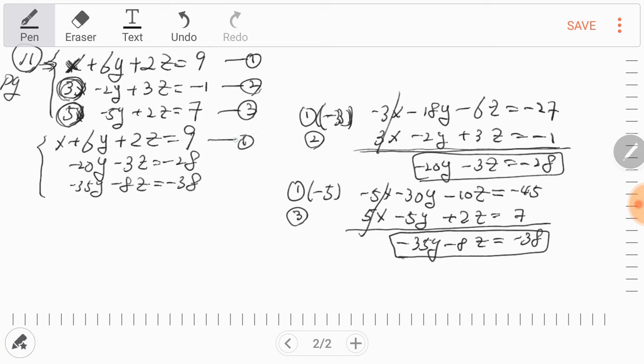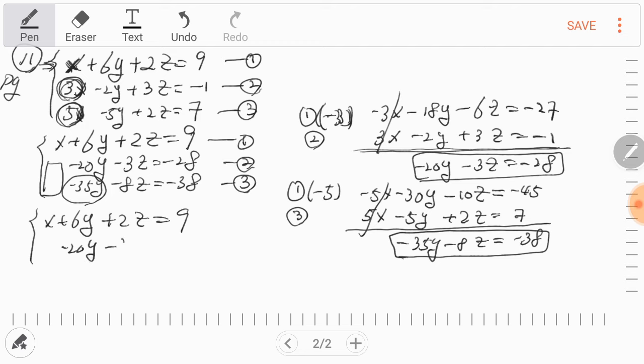So we have the first equation, second equation, and third equation. We eliminated the x terms from the second and third equations, so we have y and z terms in them. From here, let's eliminate the negative 35y from the third equation. You can just write the first and second equations without changing anything, because we just want to eliminate this y term from the third equation.